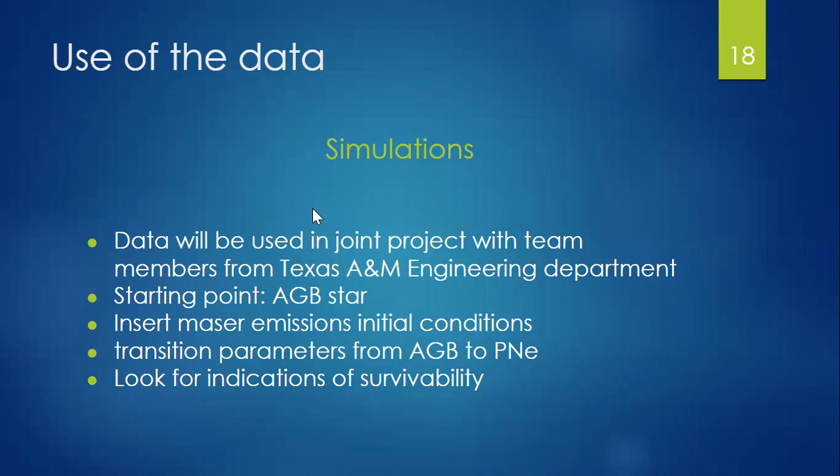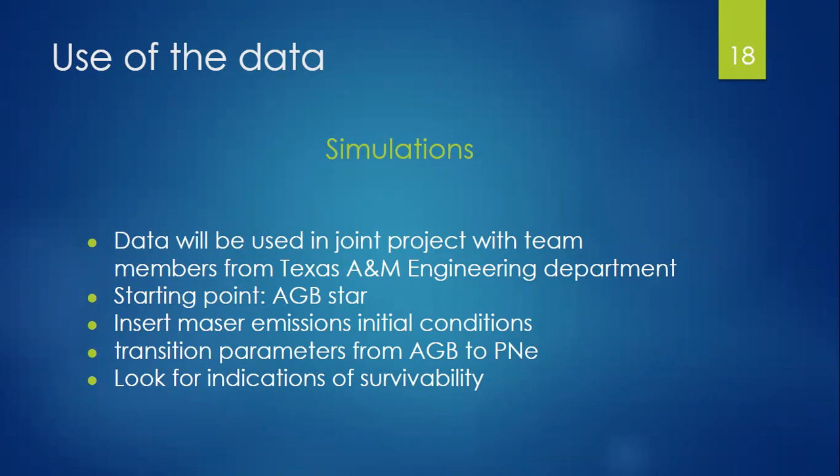Other uses for this data is that it will be used in a joint project with members from the Texas A&M Engineering Department. We're running simulations on late stage AGB stars. There are two stages of AGB stars, early stage and late stage. In the early stage, the mass loss rate isn't as high and there's not much dust being produced. Then over time, as it has shed more and more mass and more shells of dust, in the late stage the mass loss rate is higher and there's more dust surrounding the star.